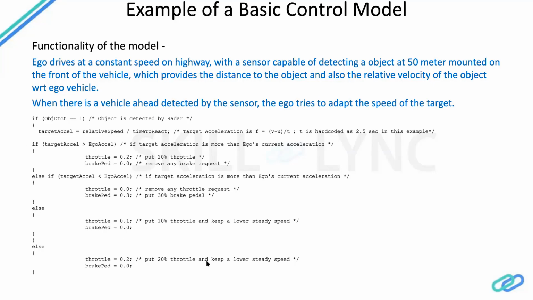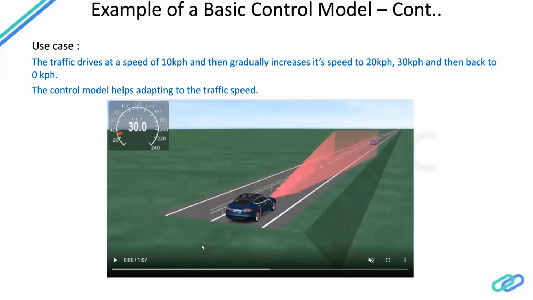So with this control model, let's take a use case. Whatever I have written there, I have put into a simulation environment, keeping all the vehicle dynamics in the picture. There I have created a situation where the traffic ahead of me drives at a constant speed of 10 kph, then gradually increases its speed to 20 kph and then 30 kph, and then comes to a complete halt. With that use case in mind, let's see how this ego vehicle performs with the control model mounted in it.